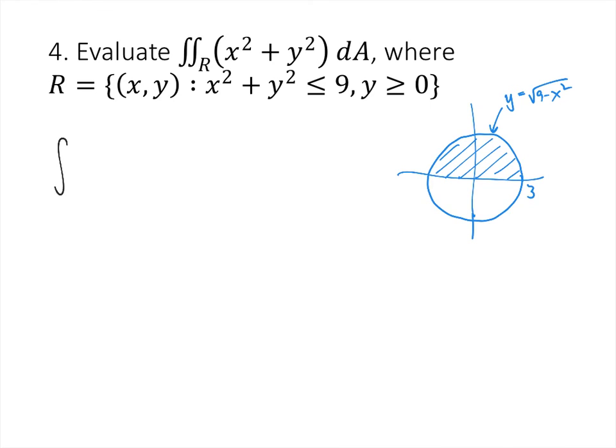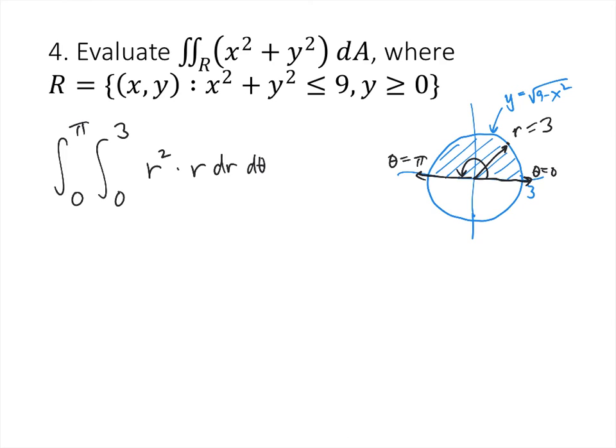So my theta is going to go from theta equals 0 all the way over to theta equals pi. So my outer integral goes from 0 to pi. My r goes from the origin out to my curve, which is r equals 3. Remember, circles are really easy to describe in polar coordinates, especially when they're centered at the origin. So from 0 to 3. And then my function that I'm integrating, x squared plus y squared, that's just r squared. And then dA just becomes r dr d theta. So this is about as easy as double integrals come.